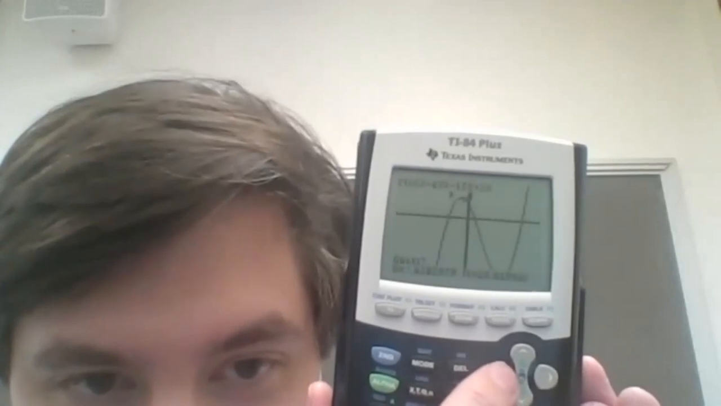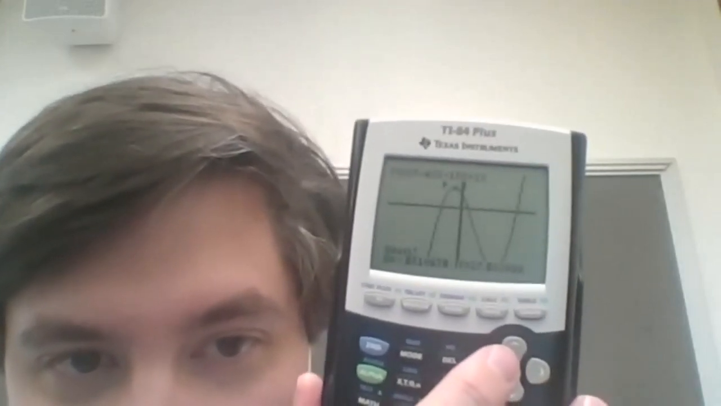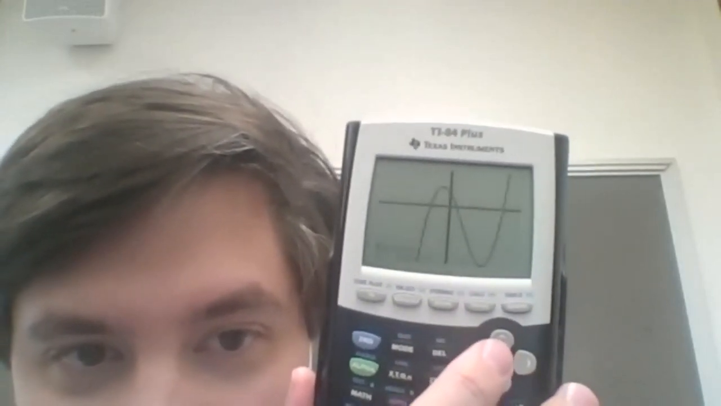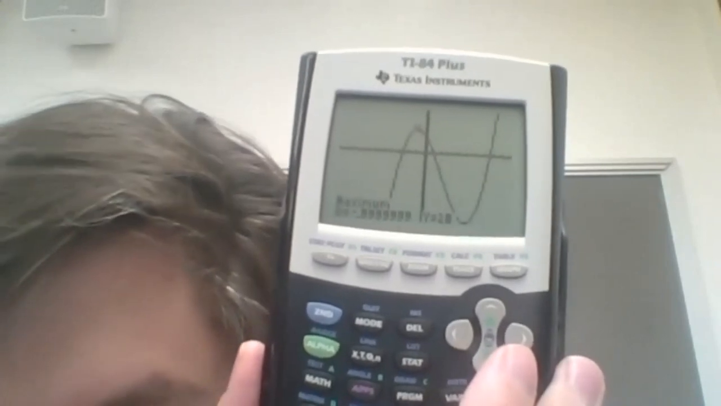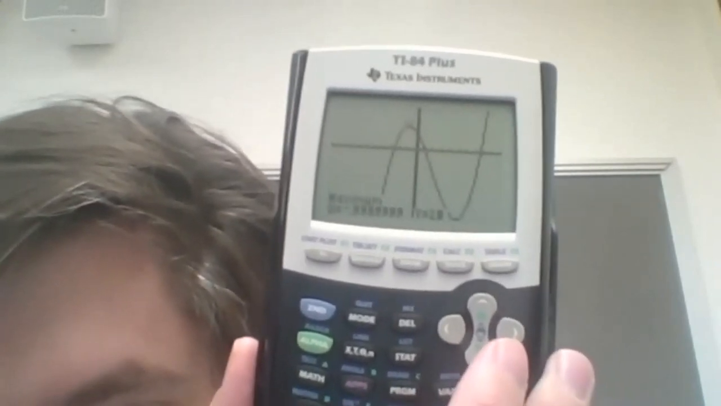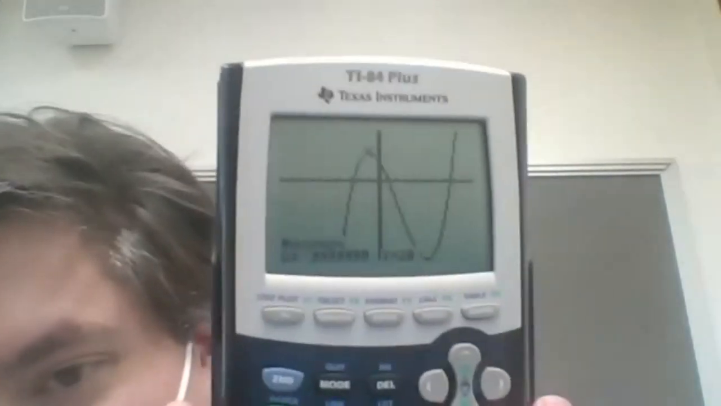It asks us to give it a guess. So we do somewhere in the middle there. Press enter. It'll grind that out. And what does that say? That's like negative 0.999. So basically negative 1. And what is that? Negative 128 is what that is, if we round that off.